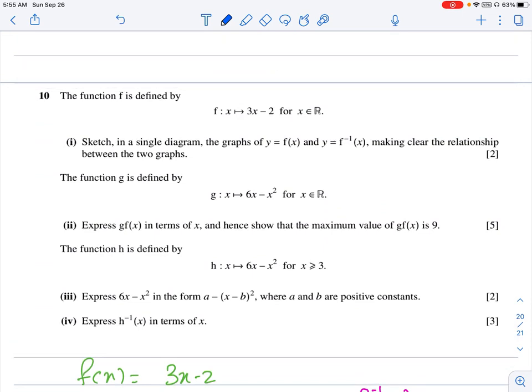Now the function g of x is equal to 6x minus x squared. Express g of f of x in terms of x and show that the maximum value of g of f of x is 9.